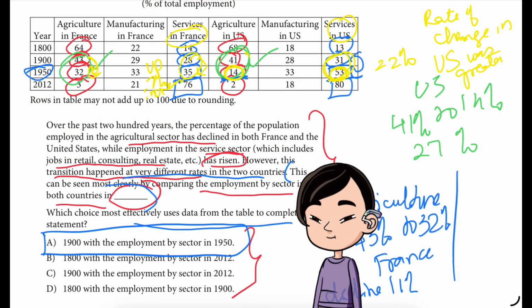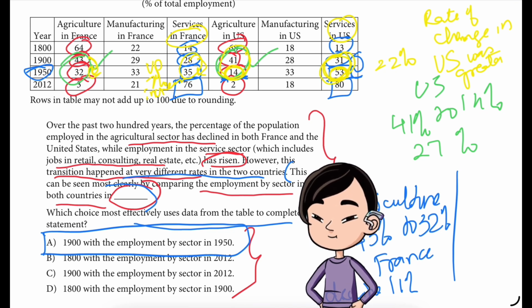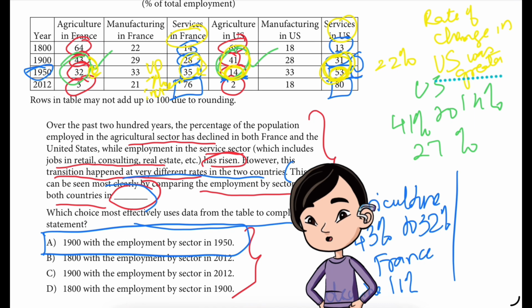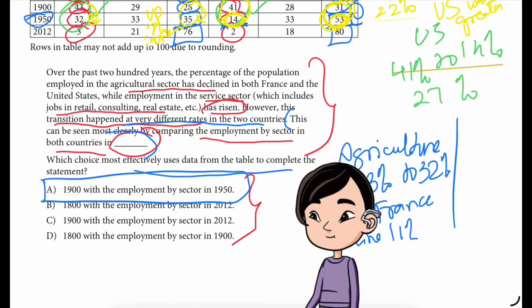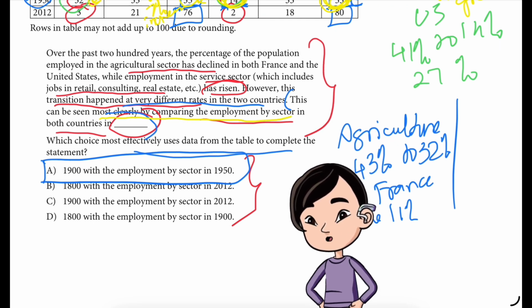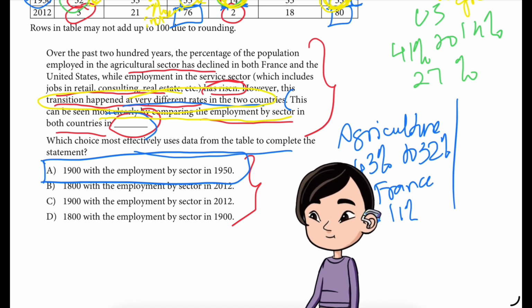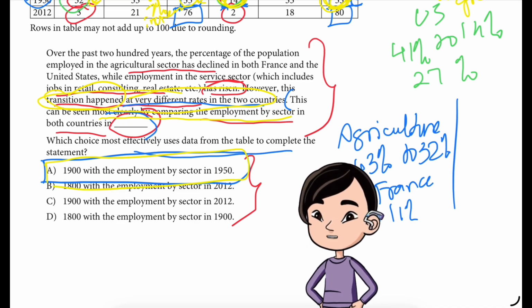Choice C is incorrect because comparing the data for 1900 and 2012 would suggest a similar rate of change in the two countries rather than very different rates. Employment in agriculture went from 43% in 1900 to 3% in 2012 in France, which is close to the change from 41% in 1900 to 2% in 2012 in the US, while employment in services went from 28% in 1900 to 76% in 2012 in France, which is close to the change from 31% in 1900 to 80% in 2012 in the US.